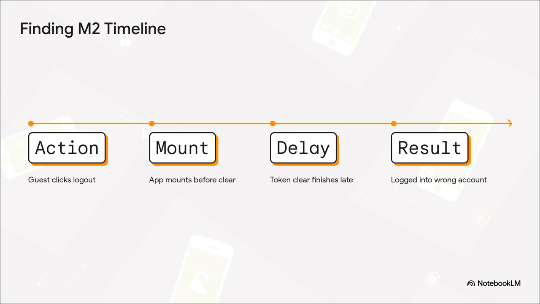Now, on a beefy developer laptop, the clear operation is blazing fast and usually wins the race. But out in the wild, on a slow phone with a spotty connection, the app mounts, grabs the old token before it's deleted, and boom, the user is suddenly logged into somebody else's account.